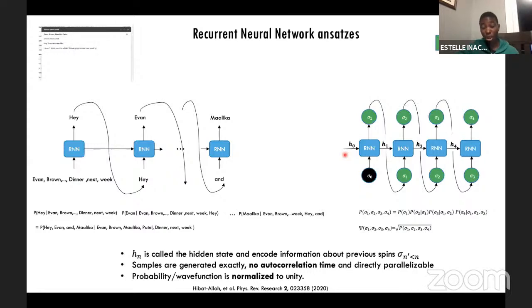So this is one of the reasons why, for example, we didn't use something like restricted Boltzmann machines, convolutional neural networks, or graph neural networks. We prefer to use recurrent neural networks. Another reason is that by construction, the wave function we produce is normalized to unity. And as we'll see, it will be very useful to compute some quantities that would otherwise be kind of impossible to compute.